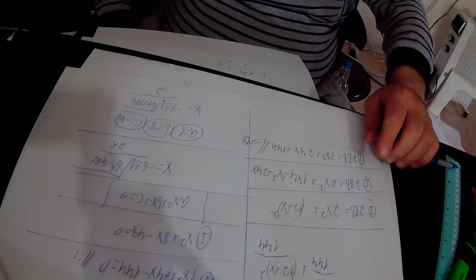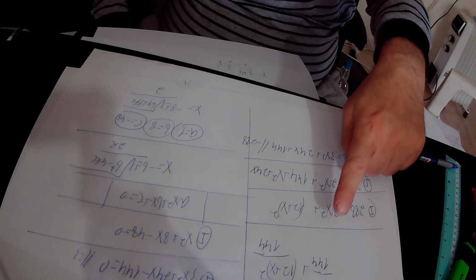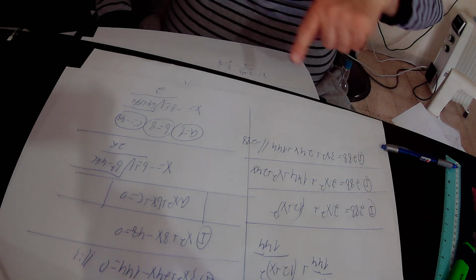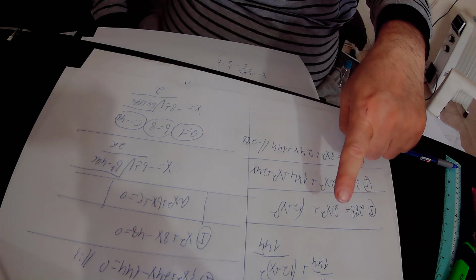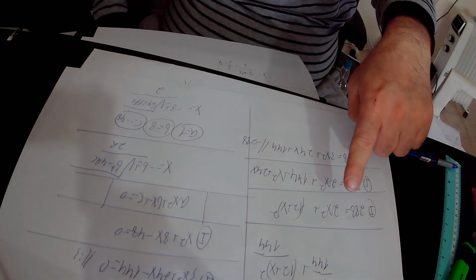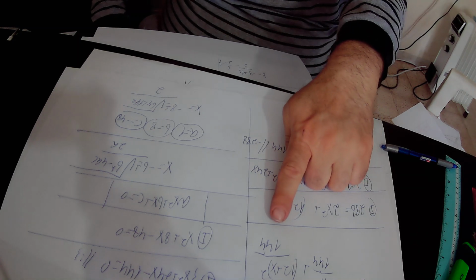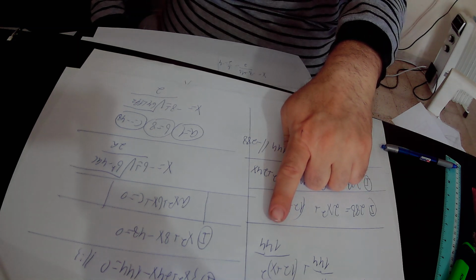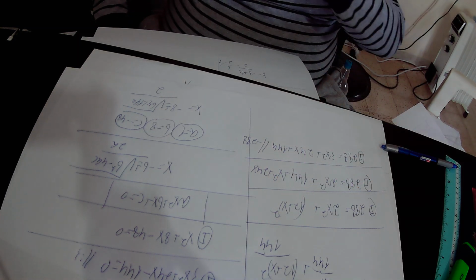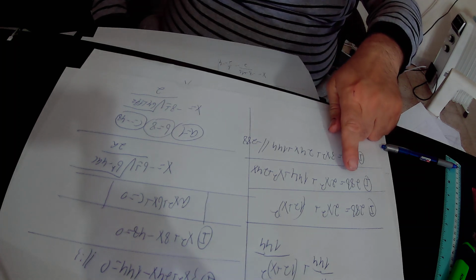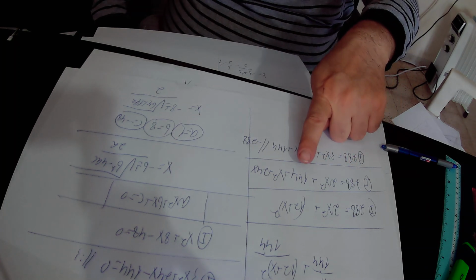This equals to 2x squared. Here 144 in the denominator will get cancelled because we multiply this equation by 144 plus (12 plus x) squared. Here also 144 in the denominator will get cancelled. So according to equation 1, 288 equals 2x squared plus (12 plus x) squared.